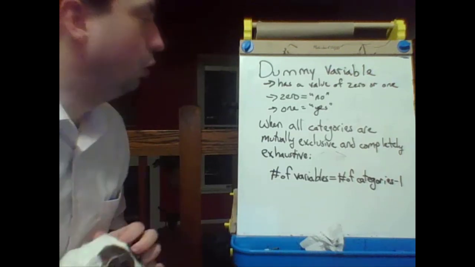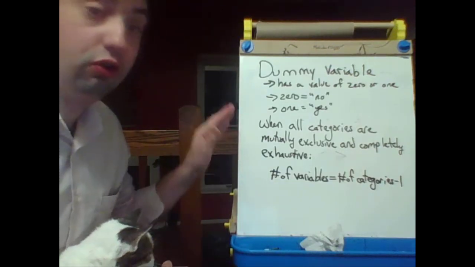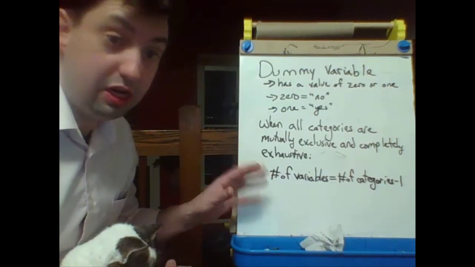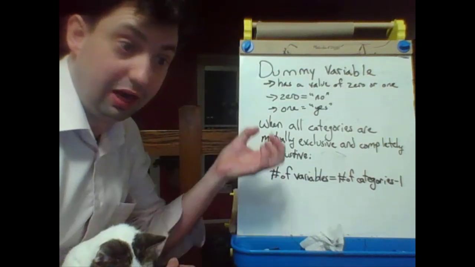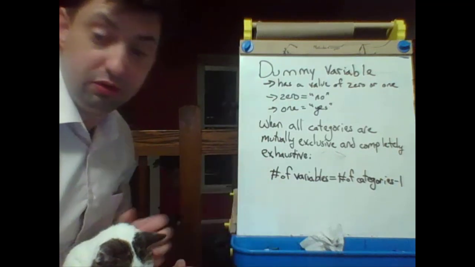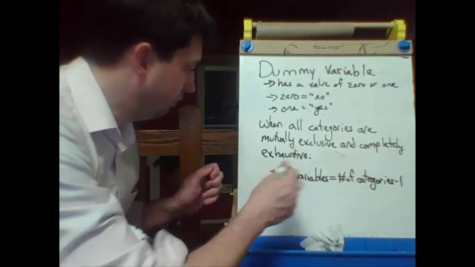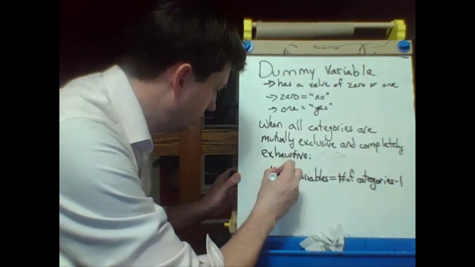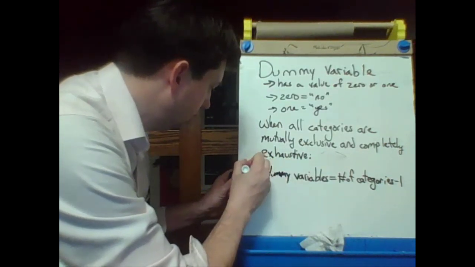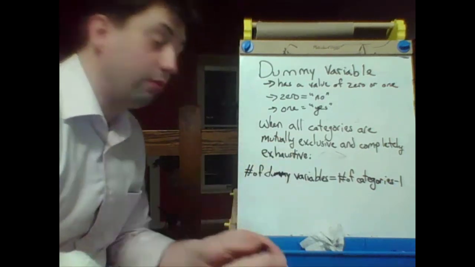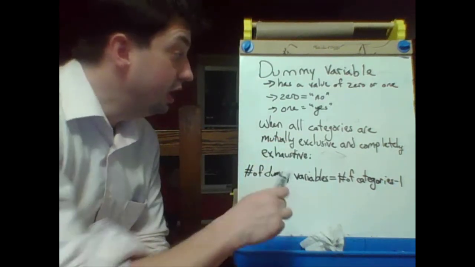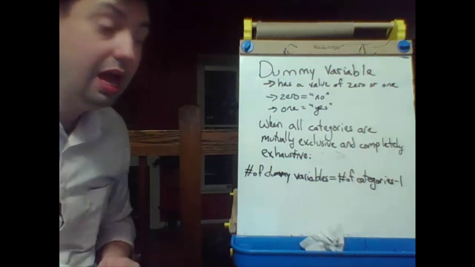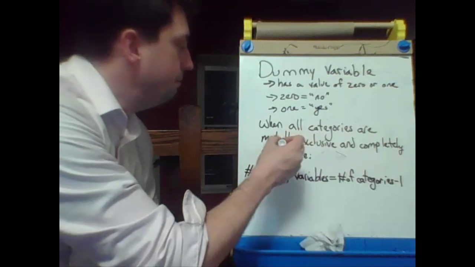Yes. So when all the categories are mutually exclusive and completely exhaustive, then the number of variables that you need in order to express this categorical variable, the number of dummy variables you need, let's make that clear, the number of dummy variables that you need is equal to the number of categories minus 1. Let's talk a little bit about what we mean by mutually.